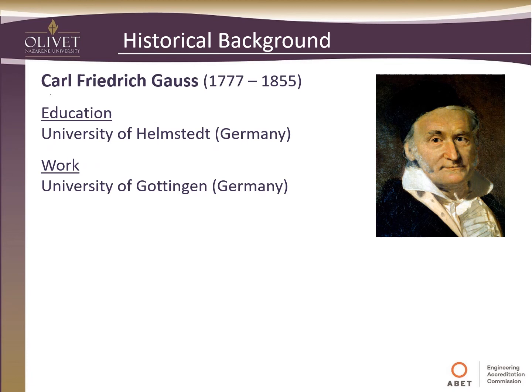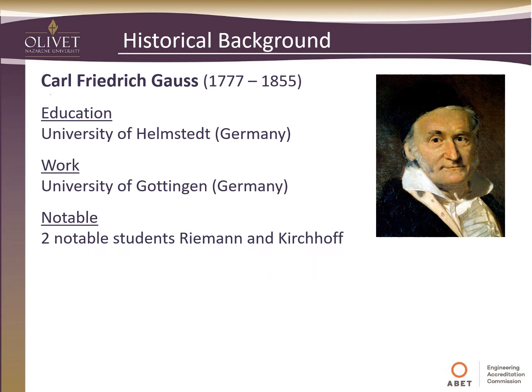He lived from 1776 to 1855. Some of the notable things for Gauss: he had two notable PhD students. One was Riemann. Riemann's probably one of my favorite mathematicians. We'll cover some information about him later. An extraordinary mathematician. He set up a lot of the groundwork for Einstein's work.